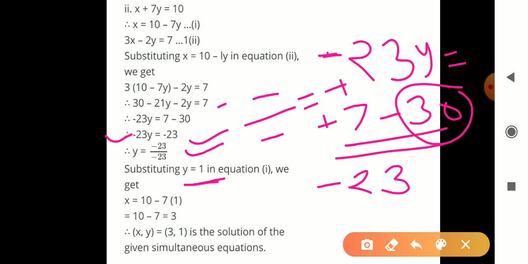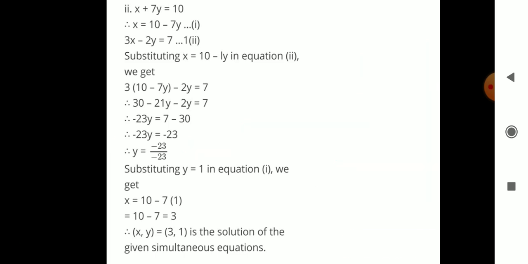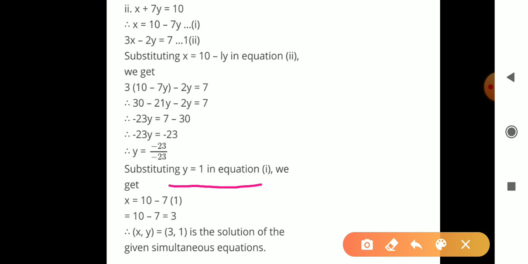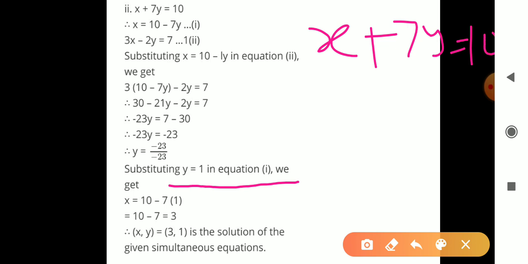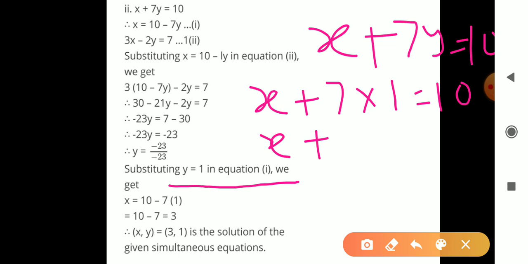Then we have to use this value of y to substitute in equation 1. So substitute y equal to 1 in equation 1. Equation 1 is x plus 7y equal to 10. Here we have to put the value of y as 1. So we can write x plus 7 into the value of y, which is 1, equal to 10. So we get x plus 7 into 1 is 7, equal to 10.